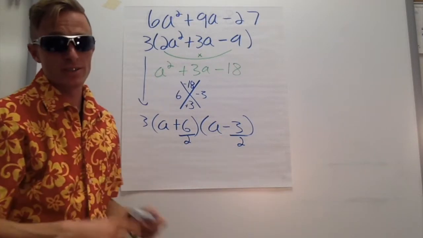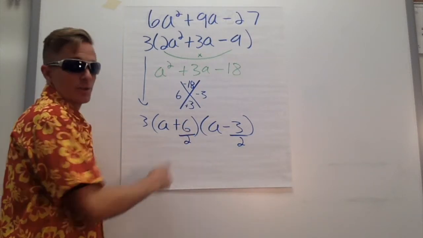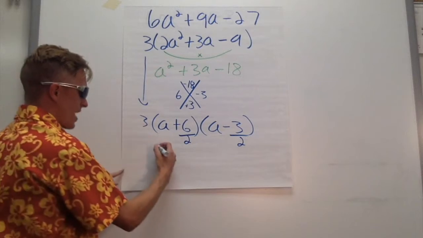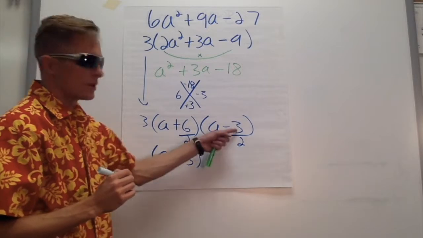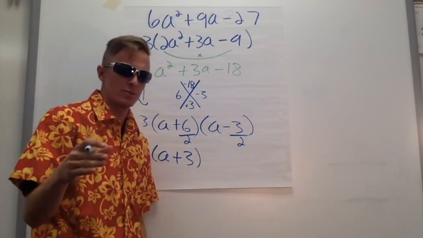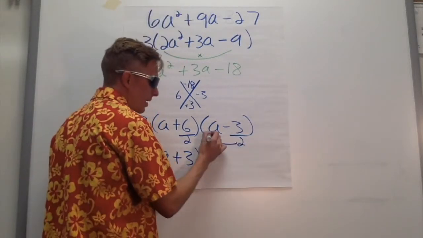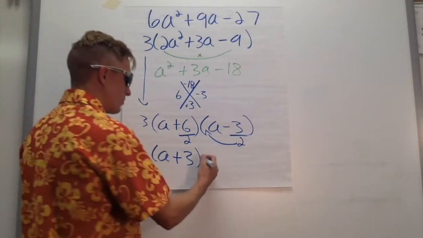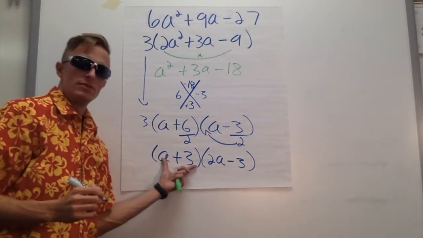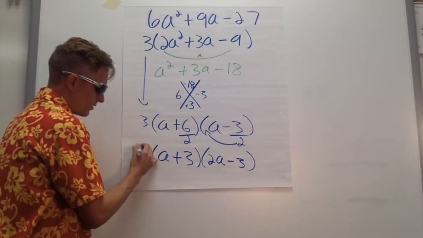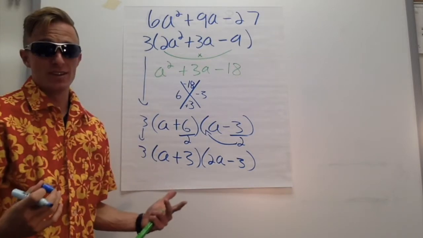Now we have to reduce our fractions, and this is where it gets confusing, so pay attention. What is 6 divided by 2? 6 divided by 2 is 3. So our new factor is a plus 3. Boom. 3 over 2. Now, 3 over 2, does that reduce? 3 over 2 does not reduce, so we're not going to reduce that fraction. What we're going to do is bottom number up. So that is 2a minus 3. Our two factors, bring down this 3 because the 3 is still a factor. It's our GCF. All right, that's how you do it.